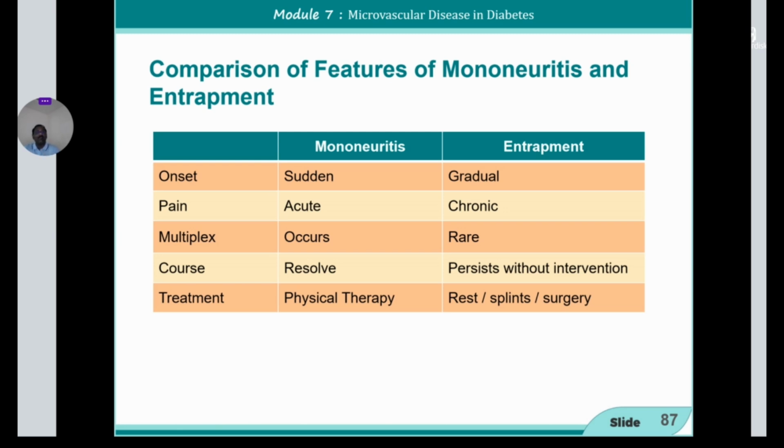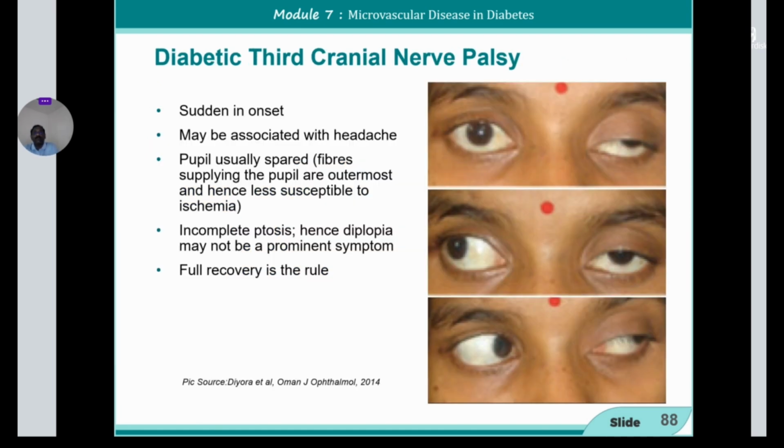So that is all very important in the management part of the entrapments. Whereas in mononeuritis, physical therapy or physiotherapy will help in mononeuritis multiplex. So these are the common differentiation points between mononeuritis and entrapment neuropathy.